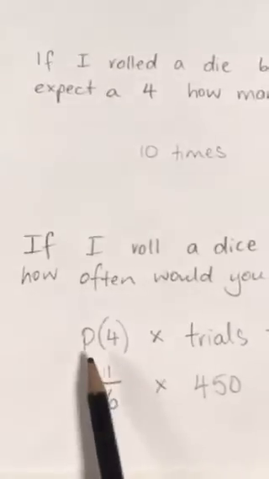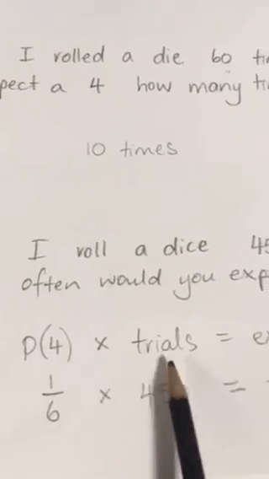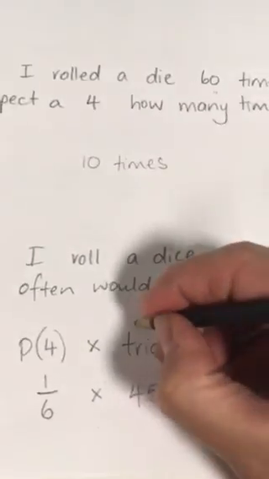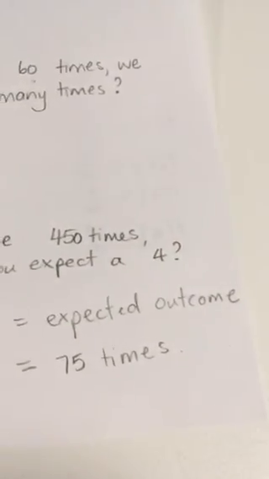So this method, the probability of my outcome or my event times by the number of trials, gives me my expected outcome, and is a really useful strategy.